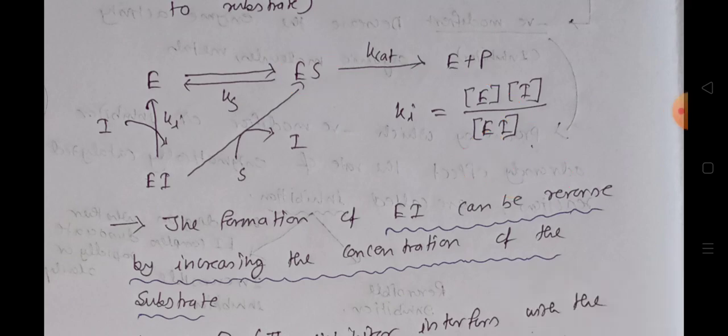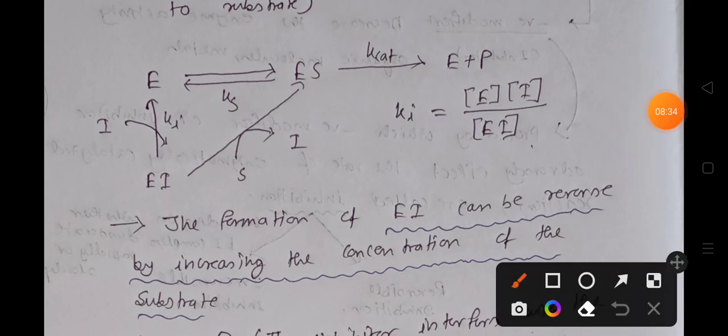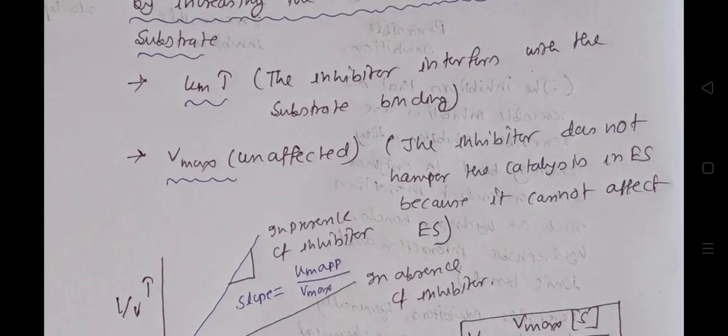So in competitive inhibition, Km will increase. As you can see, enzyme-substrate complex is not forming, that means the affinity of the enzyme for the substrate is decreasing, right? And Vmax will remain unchanged, right? So that's the idea. So here you can see.